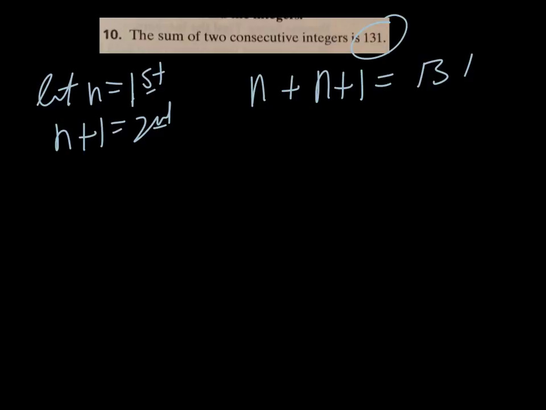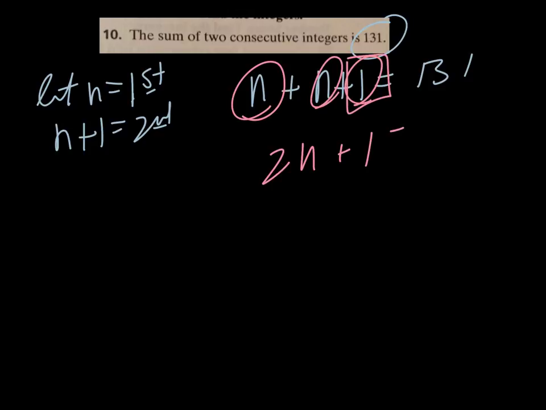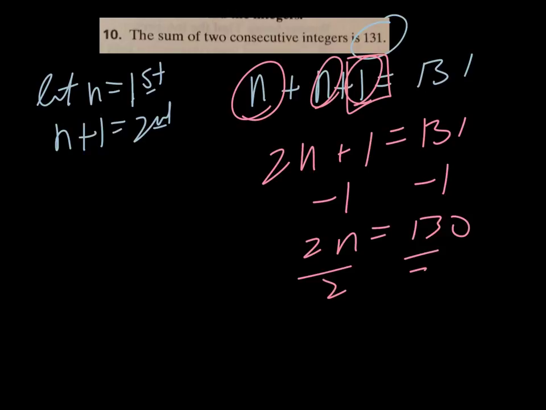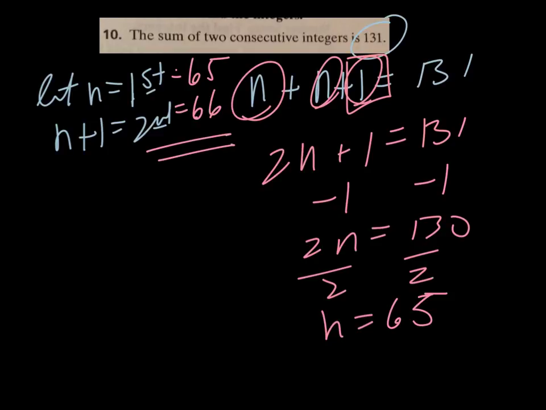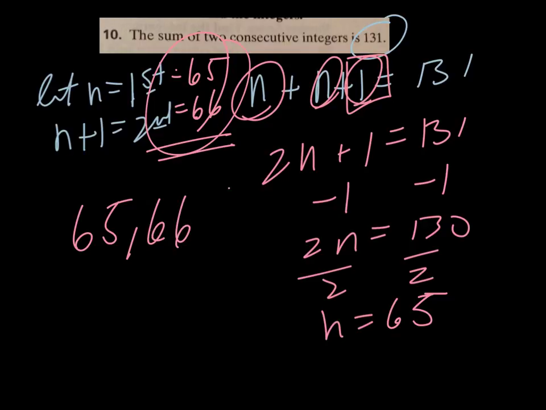Now, combine like terms. N and n is 2n, plus the 1, equals 131. Subtract the 1, 2n equals 130. Divide by 2, n equals 65. If you don't believe me, divide it out. So the first number is 65. The next number has to be 66. Add them up. Does that equal 131? It does, trust me. So 65 and 66 are your two answers.